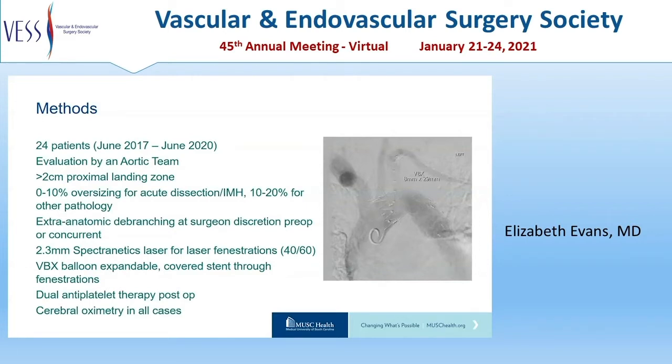Laser fenestrations were created using a 2.3 millimeter 7 French 0.035 Spectranetics laser, which was advanced in retrograde fashion from the target vessel. Each fenestration was pre-dilated with a 4 millimeter balloon, followed by placement of a covered balloon expandable stent with 0 to 10% oversizing to the target vessel. Each of these patients was maintained on dual antiplatelet therapy, except in those cases where a spinal drain was utilized. Cerebral oximetry was monitored intraoperatively in all cases.